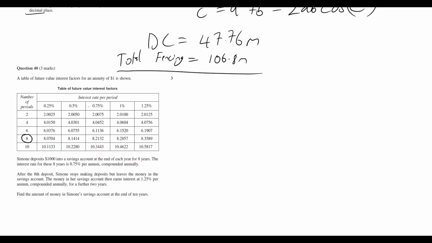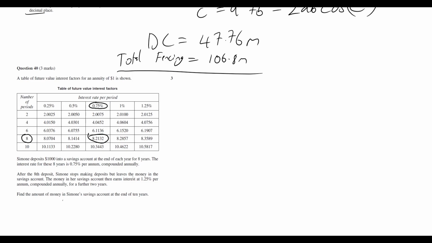Okay, so now we know the interest rate that we're working with. So now we already know, before we even look at the actual question, that we'll be working with this column and row here. So after the 8th deposit, Simone stops making deposits but leaves the money in the savings account. The money in her savings account then earns interest at 1.25% per annum, compounding annually for a further 2 years. So we need to find the amount of money in Simone's savings account at the end of 10 years.